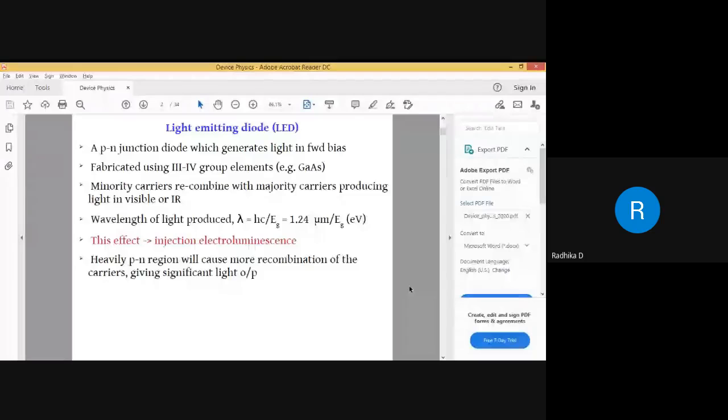Now, continuing with the diodes, I'm going to share the screen. Just a sec. Okay, it's loading. Yeah, it's come. All right.